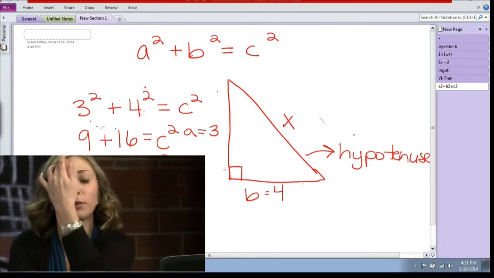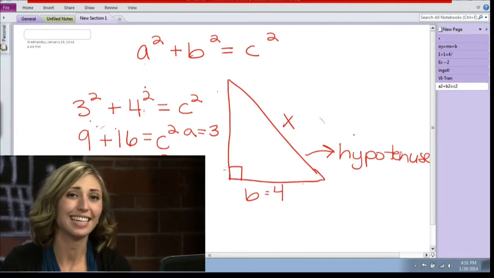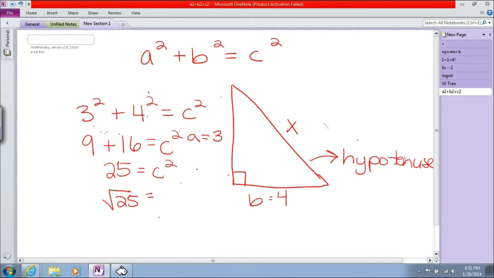And here's the square root that you were talking about. To find what c is, and not just c squared, we have to square root both sides of our equation. So we're going to take the square root of 25, and then the square root of c squared, which will give us just c. And then lastly, the square root of 25 is 5. So our missing side is 5 units long.